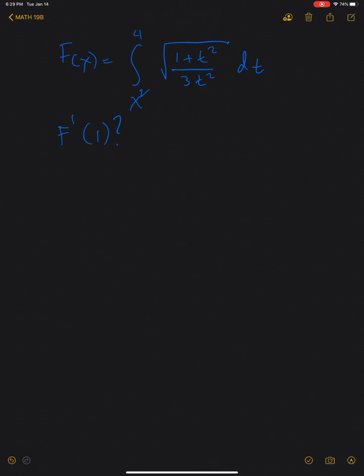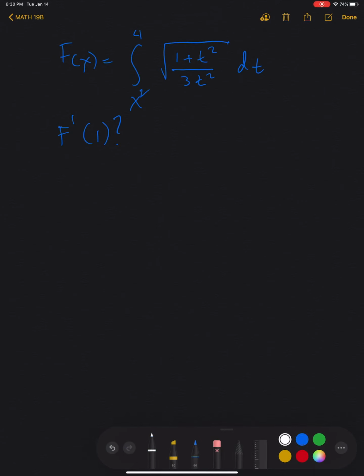So we could try to work out this antiderivative first, but that would be a little bit tricky. If you look at this expression, it's a rational function and a square root. That could be a little bit tricky. Later in the semester, we're going to learn how to work this out. But right now, maybe we can make use of the fundamental theorem of calculus.